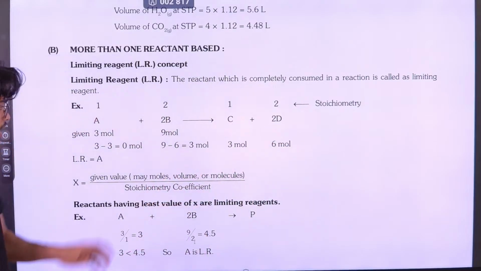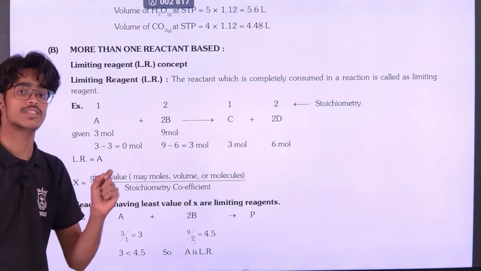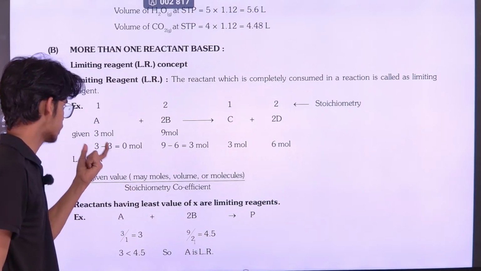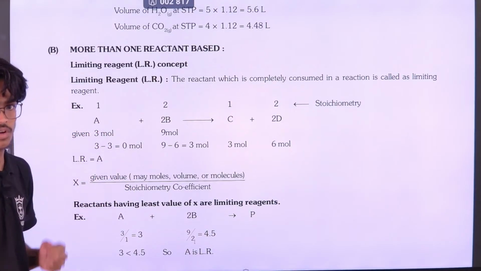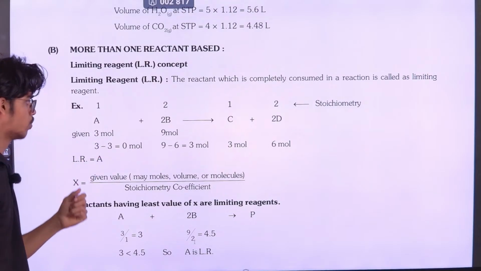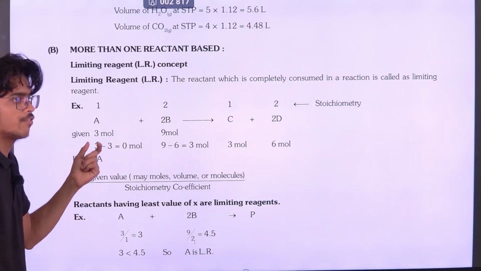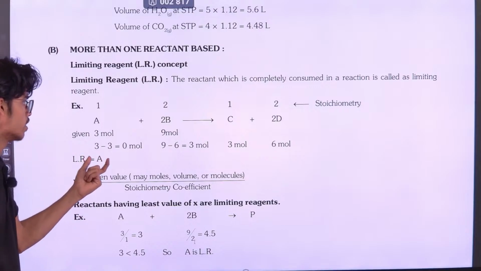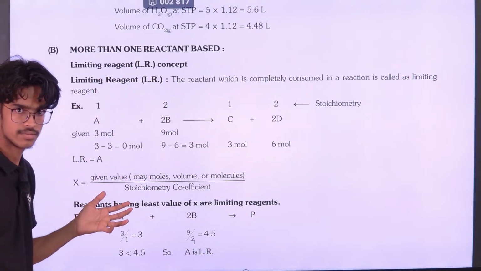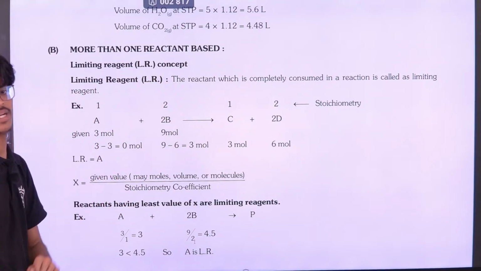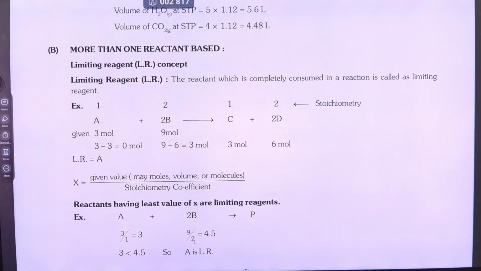Understandable? So which one is the limiting reagent? This is the limiting reagent. A is trying to limit the reaction, because it is completely consumed. See, if we would have 1 more mole of A, then this B would have reacted. It means this is the compound which is limiting the reaction. Got it? That is why it is known as limiting reagent.